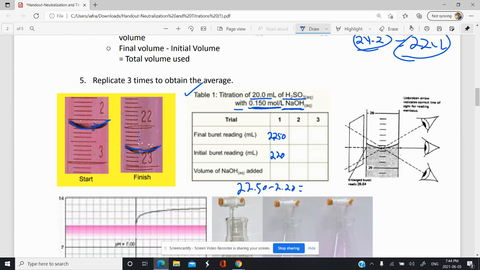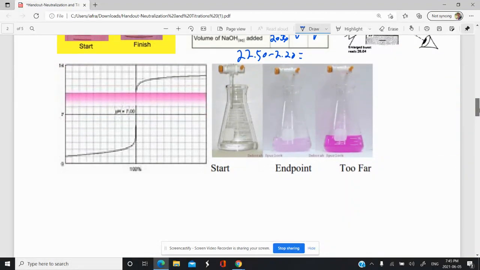your volume of NaOH used. So about 20.30, because we get 2 decimal places when we use a burette, which is quite precise. And then we would do that essentially 2 more times, and you could take an average of all those volumes there, and that would be the volume required to neutralize your acid.